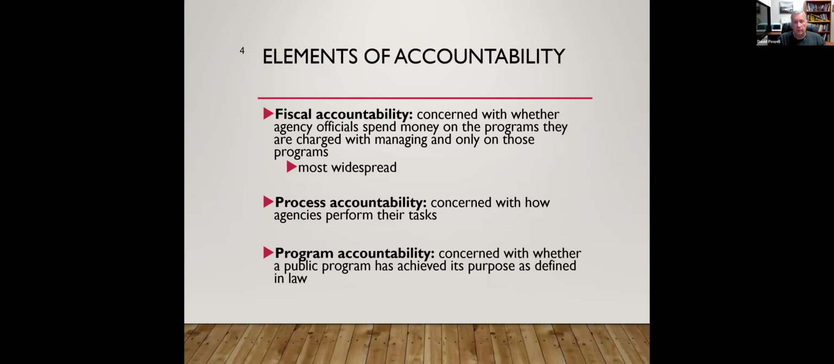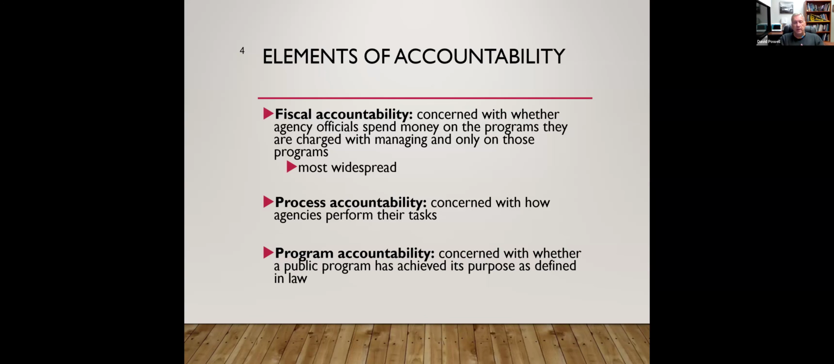Second approach to accountability is what's called process accountability. In process accountability, we are more concerned with how agencies are performing their tasks. Basically, we're concerned with how agencies are implementing these policies and programs that they are charged with implementing. So here we're looking more at efficiency. Are they efficiently and effectively implementing these programs and policies that they are supposed to implement? So we're looking at the process of what the agencies and administrators are doing on a daily basis in implementing these programs and policies.